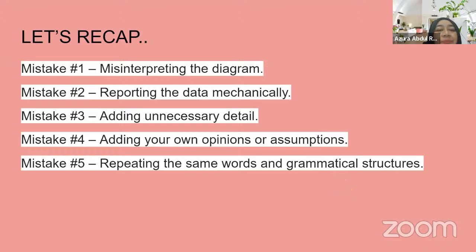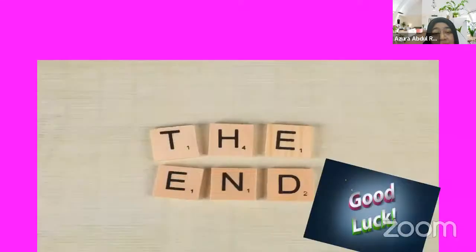Okay, let's recap. Mistake number 1 is misinterpreting the data, the diagram. Mistake number 2 is reporting it mechanically, listing it down. Number 3 is adding unnecessary details. Number 4 is adding your own opinions, your own assumptions. Number 5, repeating the same words and grammatical structures. Okay, so that is the end of that. I will stop sharing. Do you have any questions?